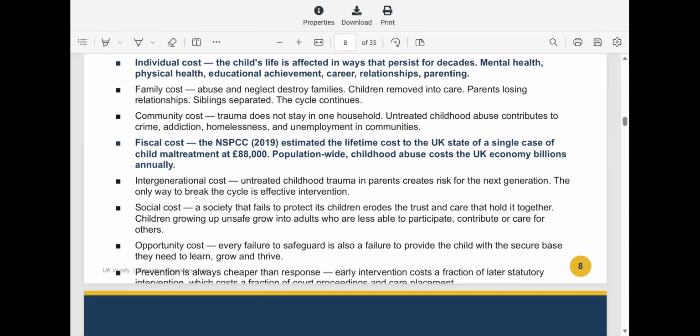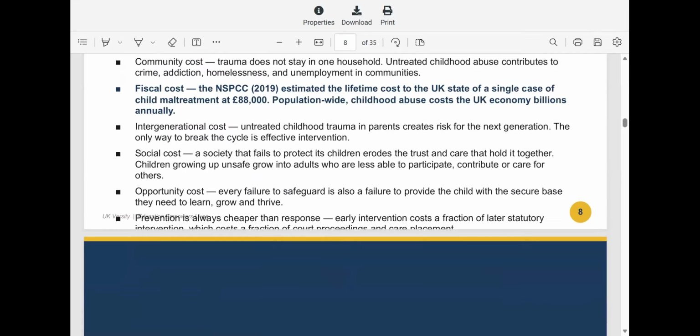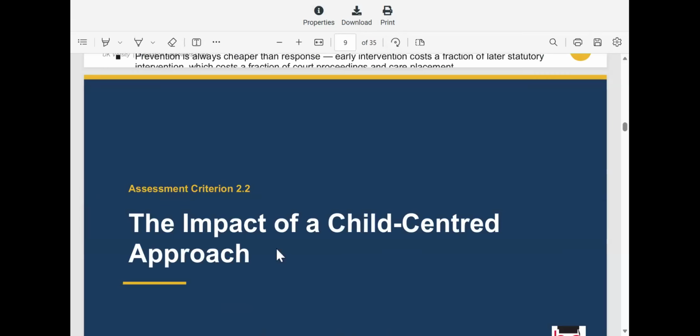And it could be things like abuse and neglect. It destroys the families. It could be community cost. It could be the opportunity that the child loses, financial strain, breakdown of relationships. It could be social cohesion, mental capacity, mental illnesses. So it's a big thing in regards to it.